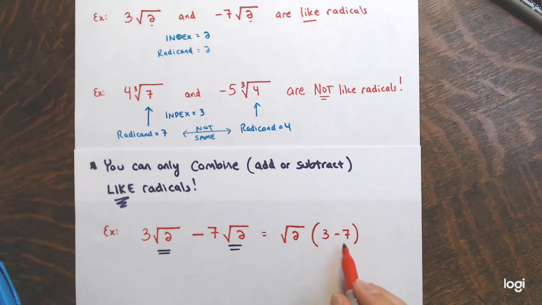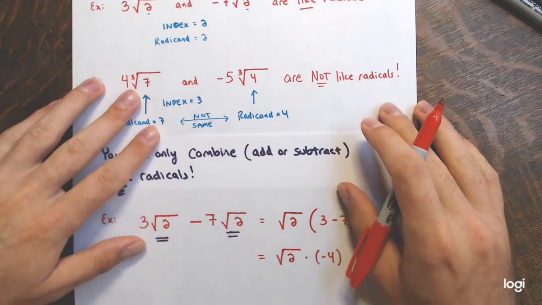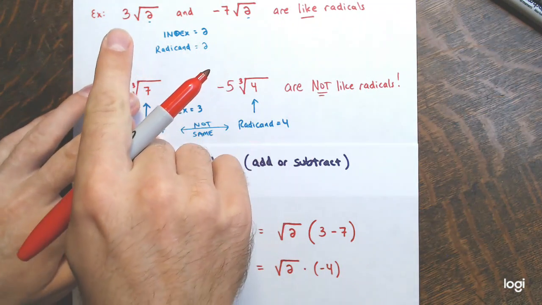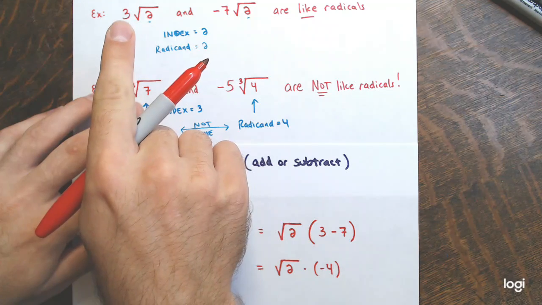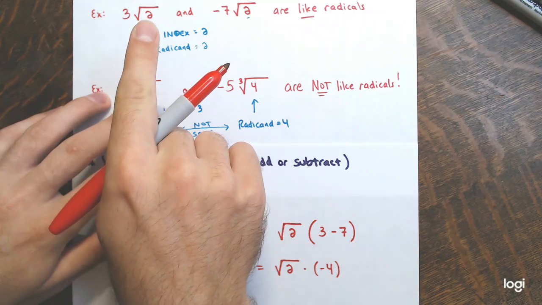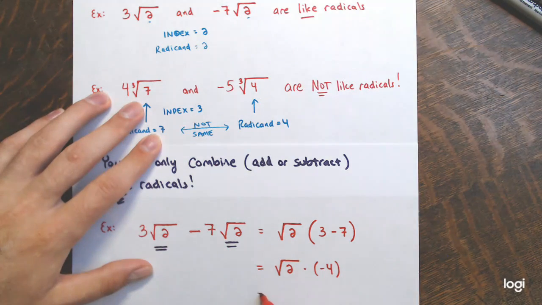And what do you get when you combine? 3 minus 7 is negative 4. So I have the square root of 2 times negative 4. But very often, as I've done in these terms up here, a non-radical factor will be put in front of the radical one. So just rearranging, this is equal to negative 4 times the square root of 2.